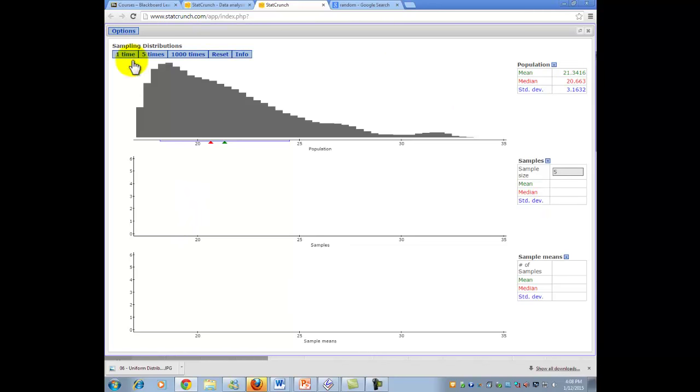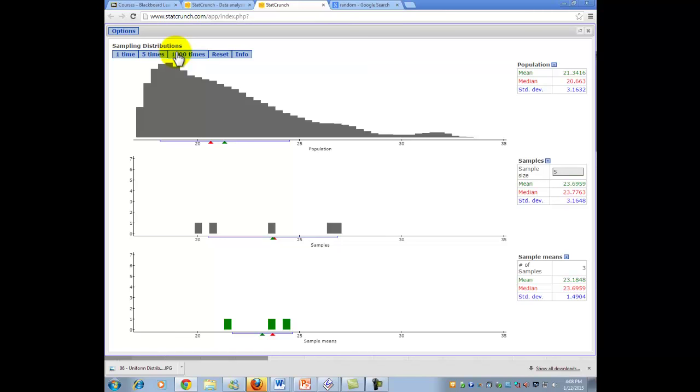And we're going to try this process again. Now, let me do it one time, a slow-mo version of this. You can see it's randomly selecting students, and after it takes the 5, it averages them out. The average of this most recent one was 23.7 years of age, and it dropped it down here at 23.7.